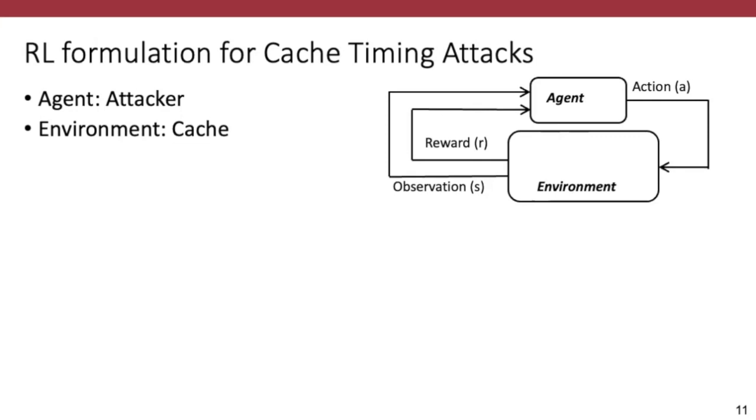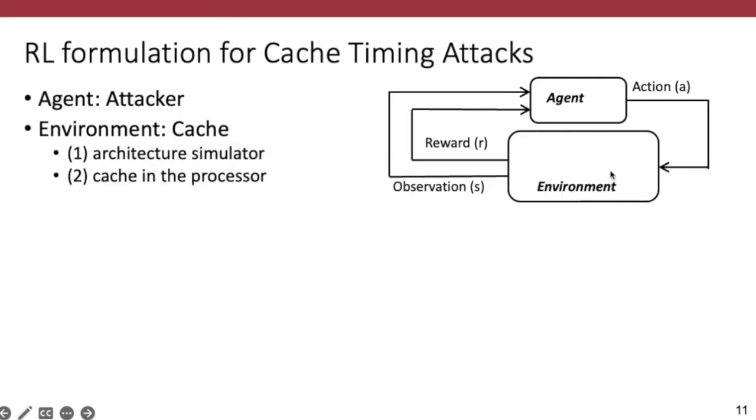For vulnerability analysis, we let the agent play the attacker role. And here, if we look at cache timing attacks, the environment is a cache. The cache could either be an architecture simulator or a cache in a real processor, like a cache in my laptop. So then the question is, what's the action space?